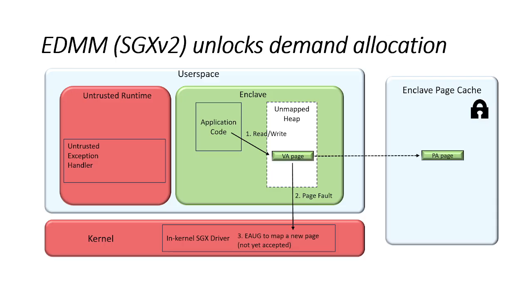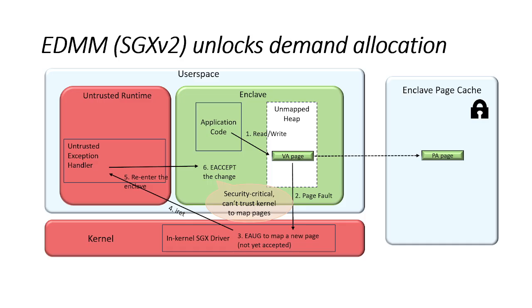This eventually leads to an EAUG operation, which is a new x86 instruction introduced to map new enclave pages. Note that the page is not yet available for use by the enclave. In order for that to happen, control flows back to the exception handler in the untrusted runtime. The untrusted runtime facilitates re-entry into the enclave using the SGX API, leading to EACCEPT. EACCEPT is another new x86 instruction added in SGX version 2 to finally acknowledge the new mapping and make the page securely available to the enclave.